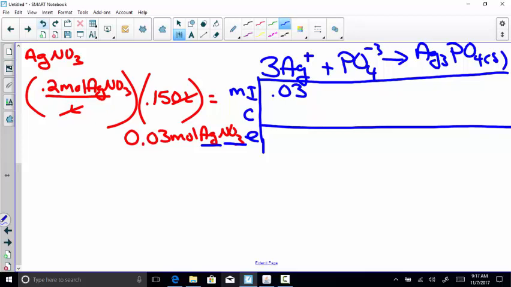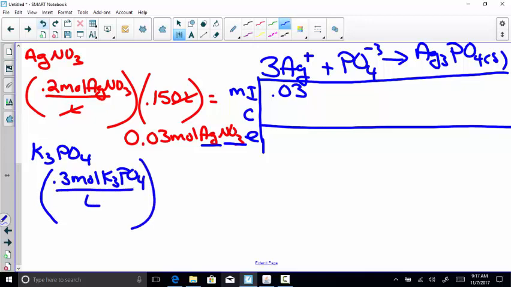Then we want to find out our moles of phosphate ions, and that's coming from the potassium phosphate. And if we go back to the initial directions, we have a 0.3 molar solution of potassium phosphate. So that's 0.3 moles per liter. And we had just 100 milliliters of that, which is 0.1 liters.